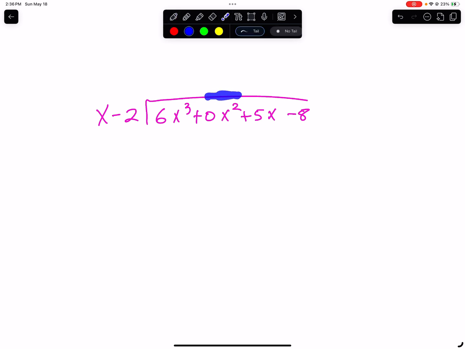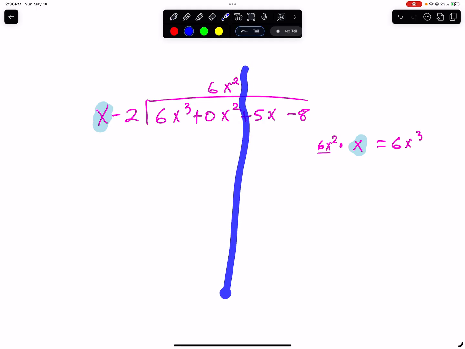And I want to think what up top here times this x equals 6x cubed. And I like writing that off to the side. So what times x, and this x comes from right here, equals 6x cubed. So that would be 6x squared. So I have 6x squared up here. The nice part about long division is they're all x squareds going down the line. There'll be x squared, x squared, x squared. It'll be x up here, x here, x here, x here, x here, and numbers going down that way.